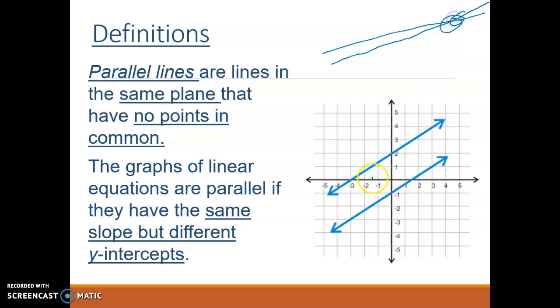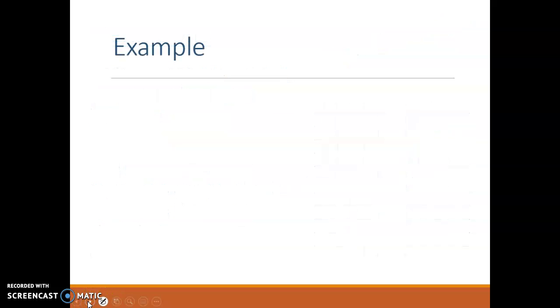Parallel lines do not cross because they have the same slope, but you can see that they cross the y-intercept at two different places. So parallel lines, same slope, but different y-intercepts. Because we know that parallel lines have the same slope, we can write equations of the lines that we know are parallel based on that information.